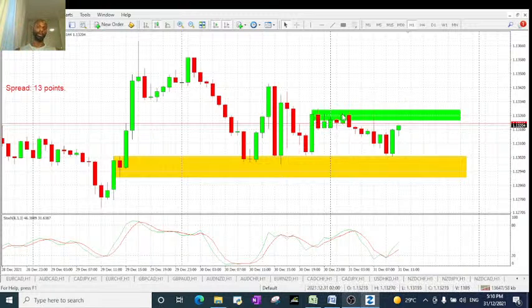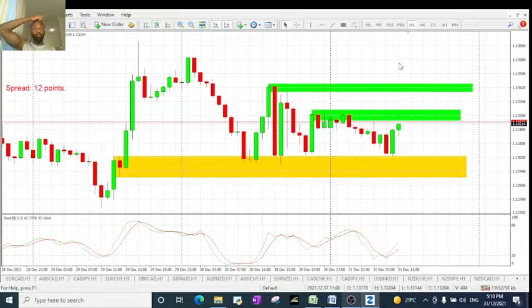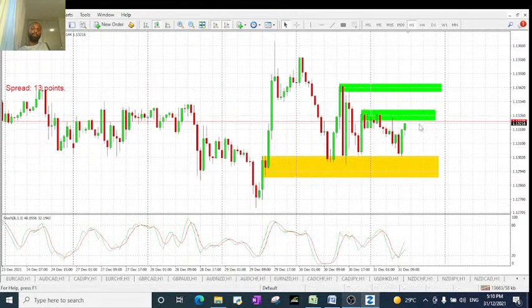Well, because we chopped around here, then have this. So this is more like a range. This whole thing right here is more like a range. I mean, we could break, but let's say it's not optimal. It's not the best setup to risk money. So we wait. We wait.